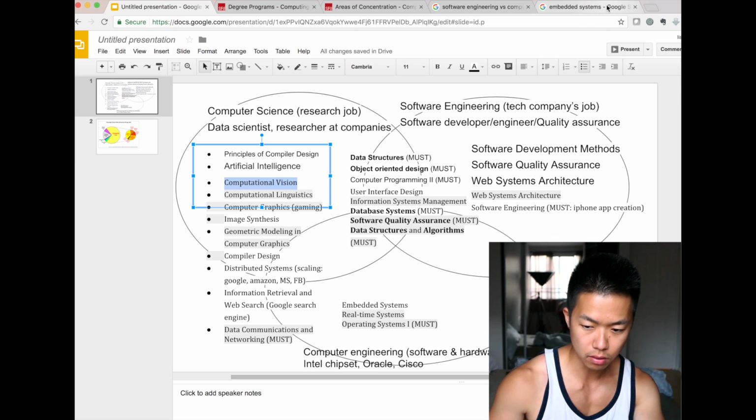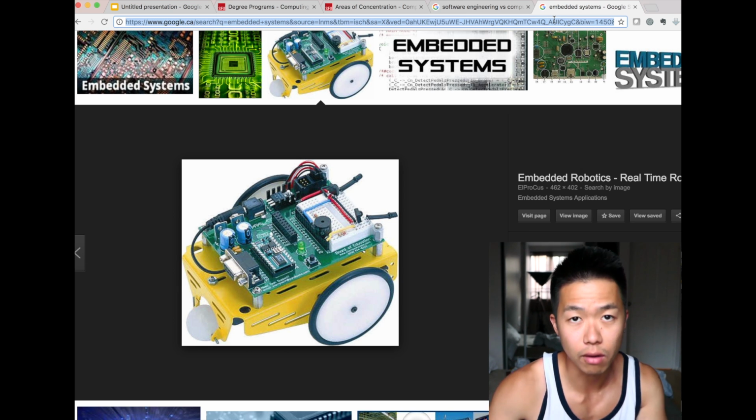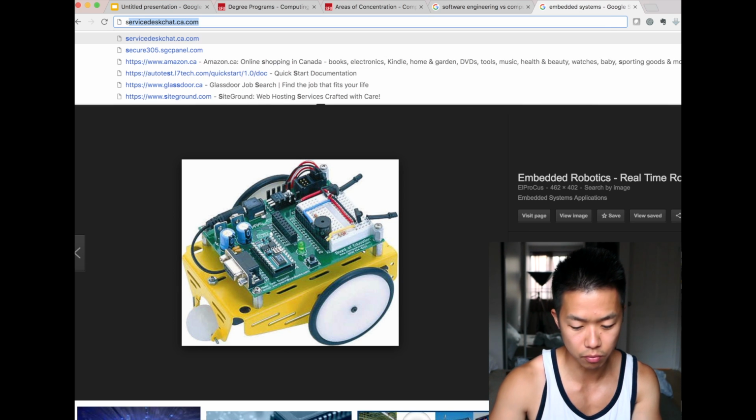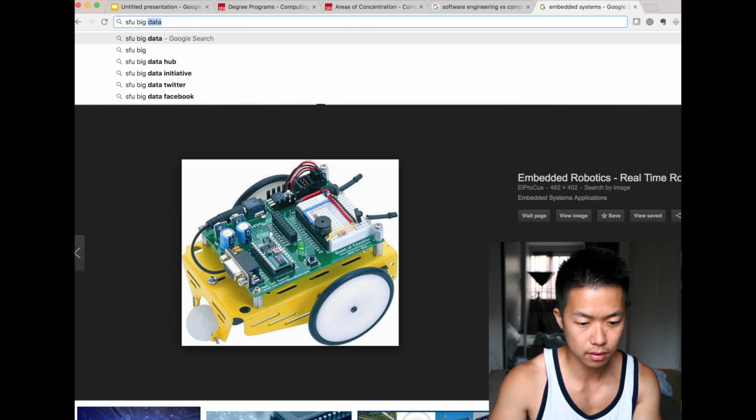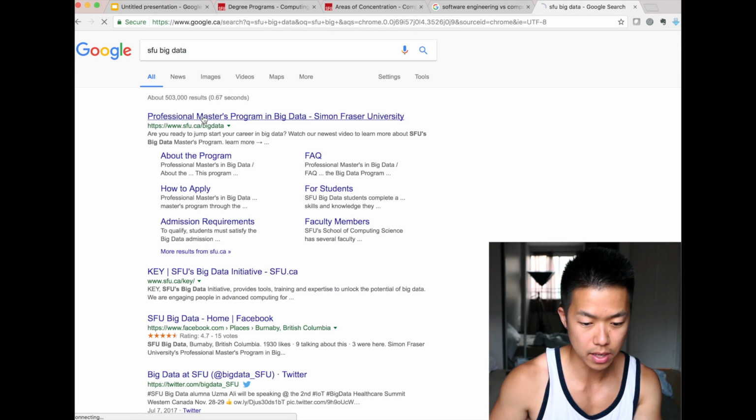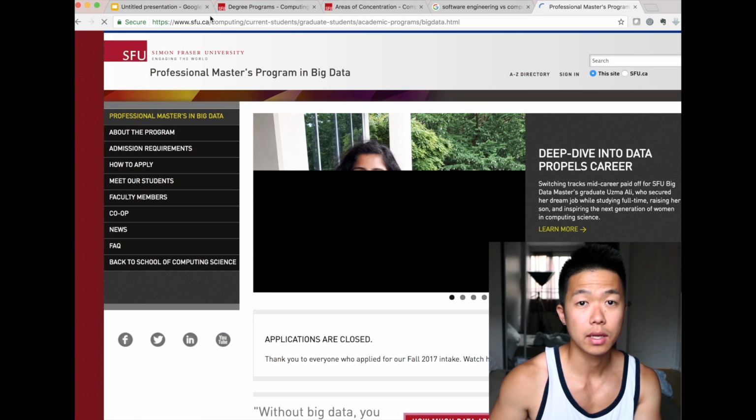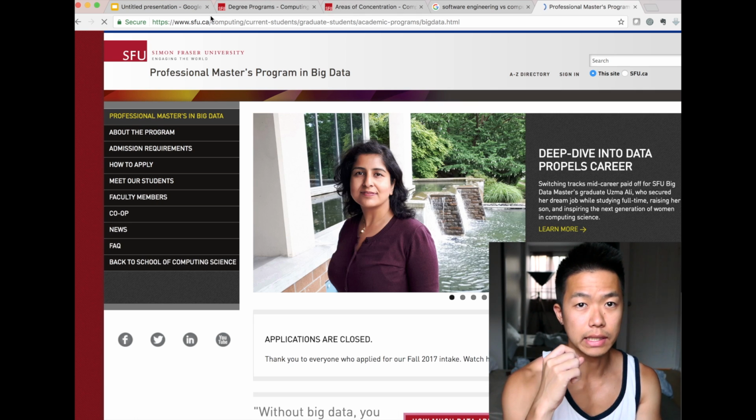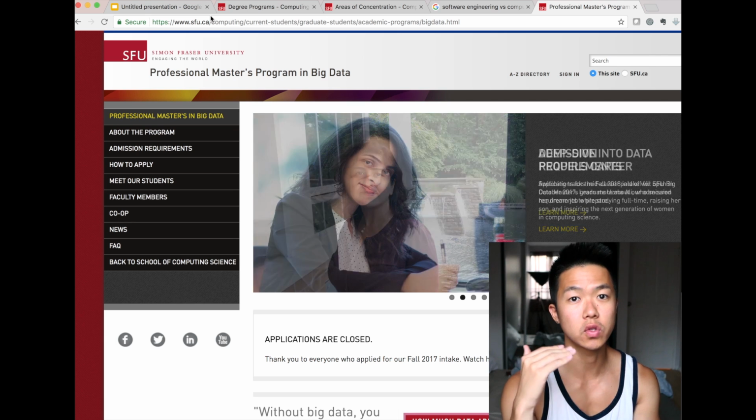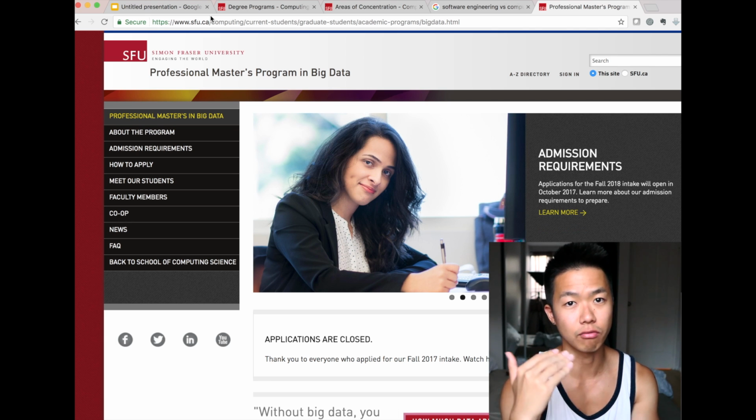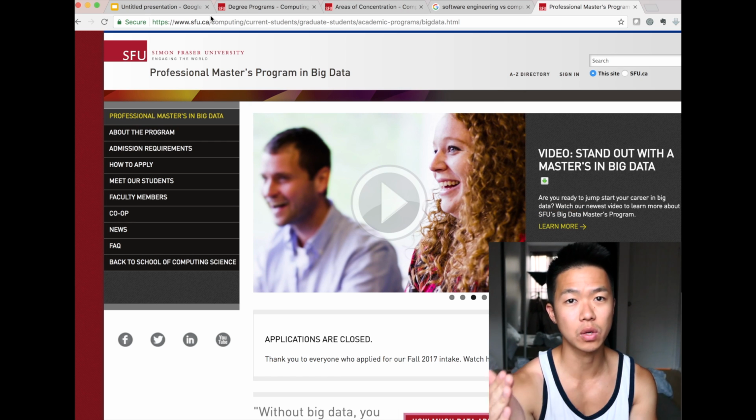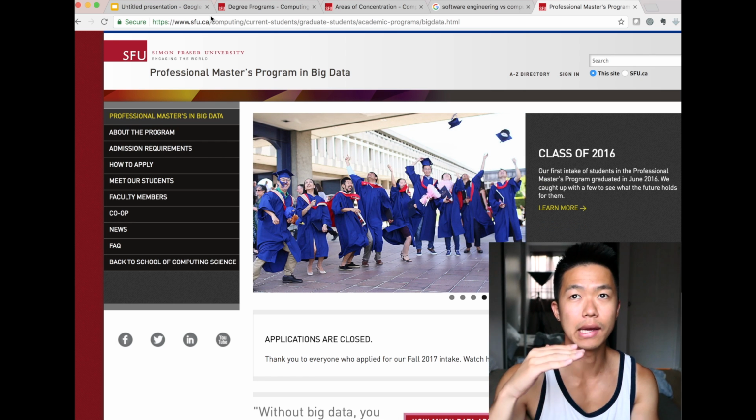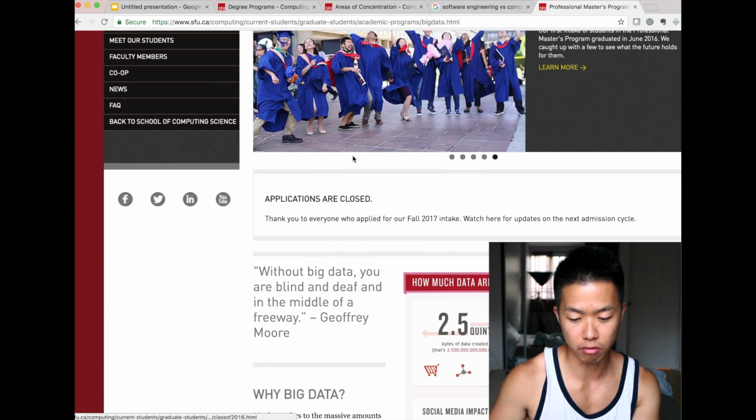So I was thinking about big data. I want to show you SFU's master's degree program, SFU Big Data. So they now opened up a master's program in big data, which is going to equip you with a bunch of skills to be big data scientists and researchers. So you can work at big companies like Google, Facebook. They all require big data scientists to analyze big data and then make something out of the data. And that's a little bit more at the research level.